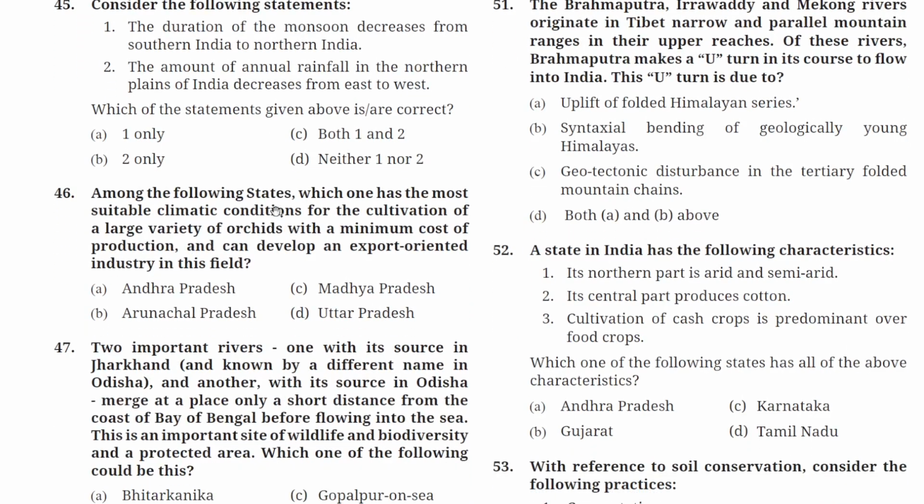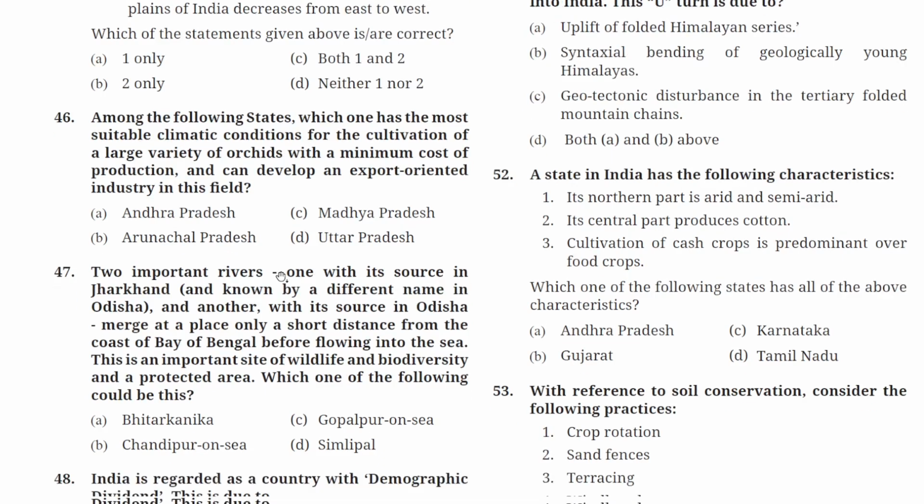Question number 46. Among the following states, which one has the most suitable climatic conditions for the cultivation of a large variety of orchids with a minimum cost of production and can develop an export oriented industry in the field? So answer is Madhya Pradesh.